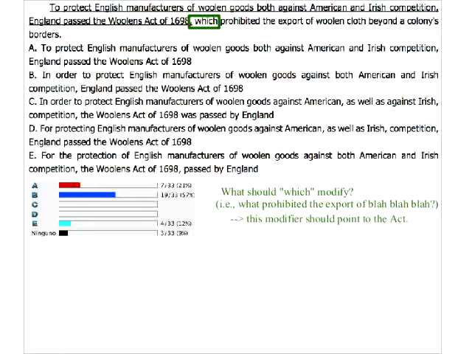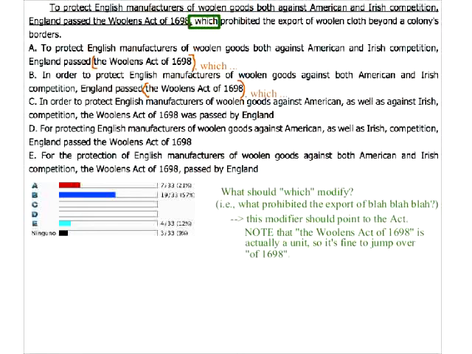Now note that the Woolens Act of 1698 is actually a unit. So it's fine to jump that of 1698. It's kind of like a picture of my dog or the letters to Susan Huntington Dickinson. This is actually the Woolens Act of 1698. That's a thing. Like, the Woolens Act of that year is a thing. So the which can feel free to modify that.